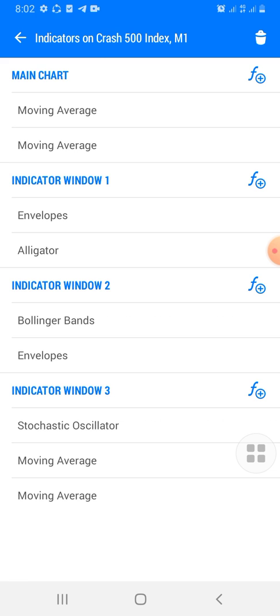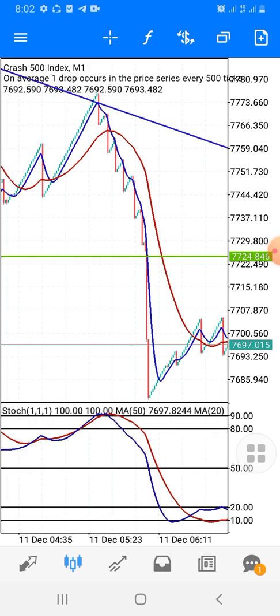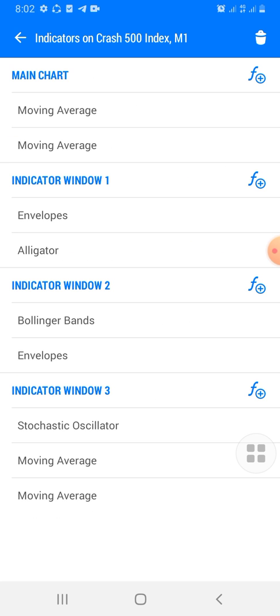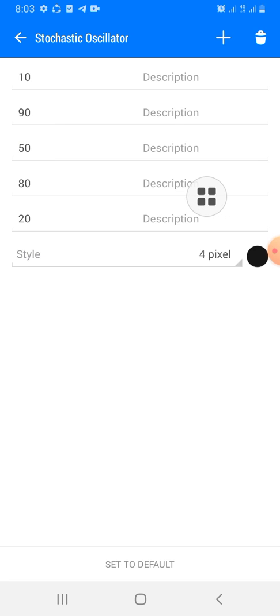You can choose any color of your choice, and after that, when you are done, this is what you should be seeing on your chart. The next thing we are going to be looking at here is this third indicator, which is the stochastic oscillator. We have the K period 1, the D period 1, the slowing 1, the price field is close, the method is exponential, and for the main style I choose my background color. I do not want it to show. I choose my background color, and the levels here are 10, 90, 50, 80, and 20. Level 50 is your TP if you're using a lower time frame like the 1 minute time frame and all that.